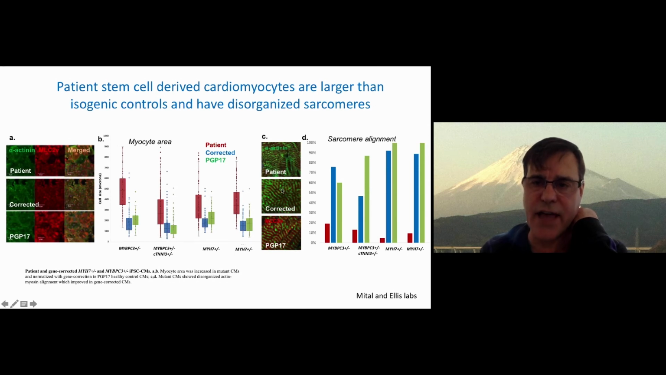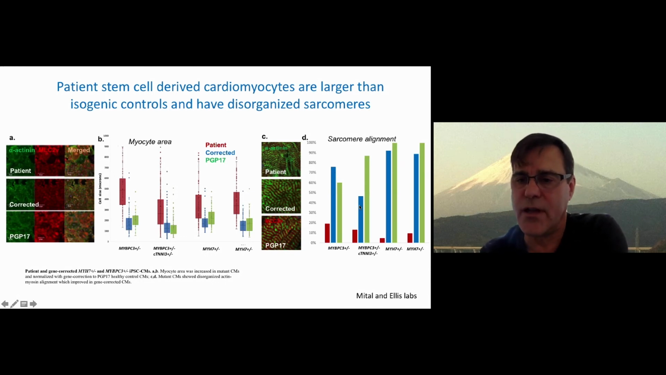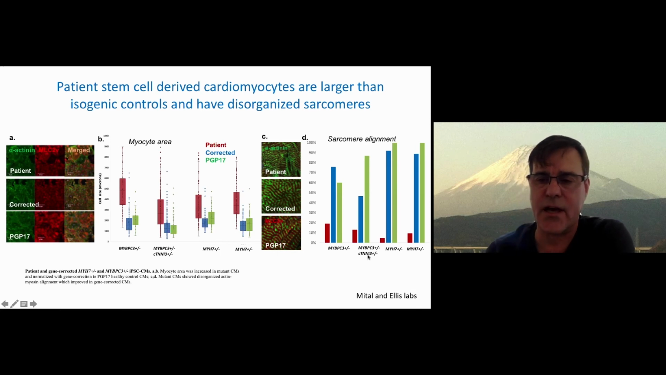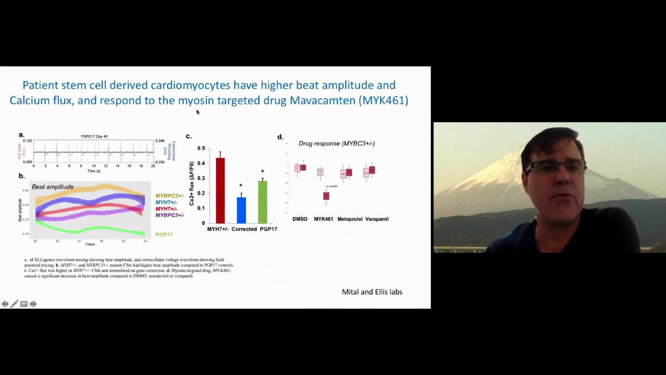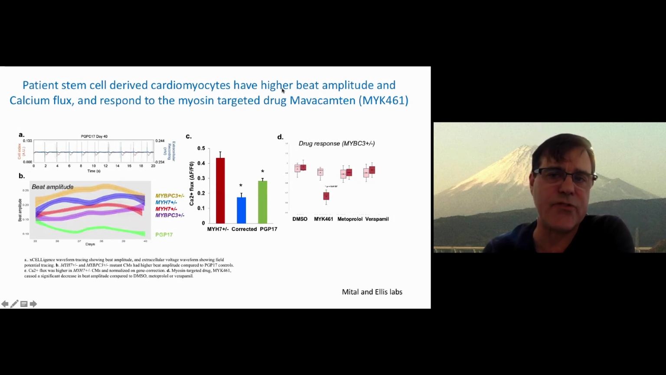You can also look at the sarcomere alignment in these cells, and you can see that in the patients, the alignment is very poor. After it's been gene corrected, it has improved to normal, with the exception of this individual here, because we only corrected this mutation, and it actually has a second mutation present. And finally, we can look at the function of these patient stem cell-derived cardiomyocytes. What this slide shows is that they have a higher beat amplitude, a higher calcium flux, and they respond to the myosin-targeted drug mavacamten, the MYK-461.